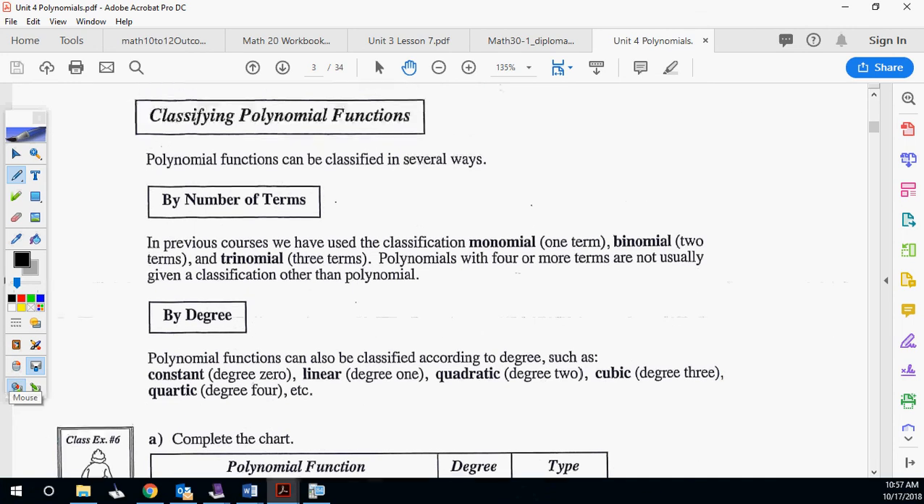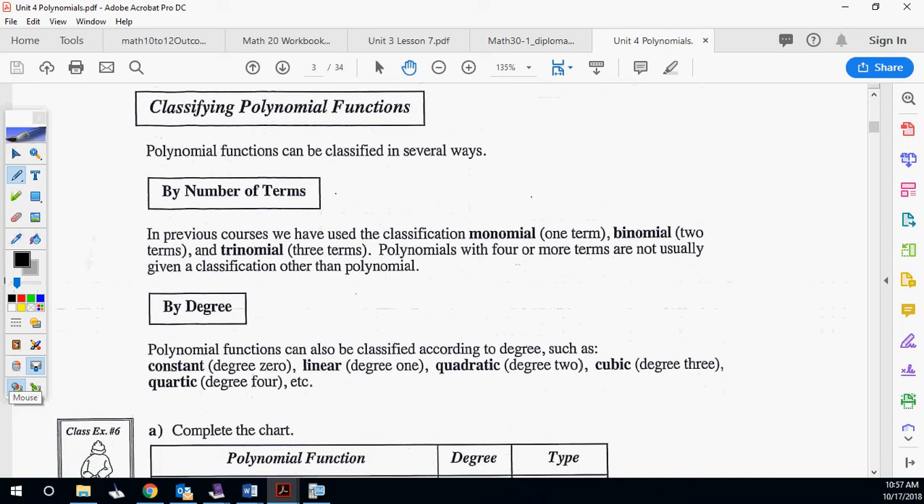Okay, so then we got classifying polynomial functions. We can classify them by number of terms. So remember, one term is monomial. That's kind of the weird one. Binomial makes sense for 2. Trinomial makes sense for 3. 4 or more is just called polynomial. They don't really keep describing them after that. So simply, guys, 1 is monomial, 2 binomial, 3 tri. Anything after tri is poly.